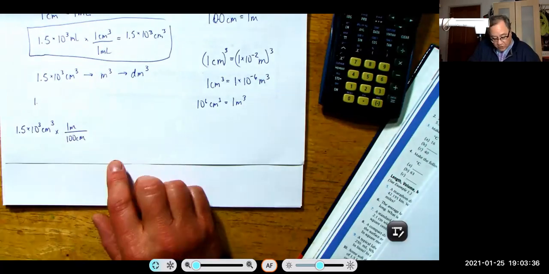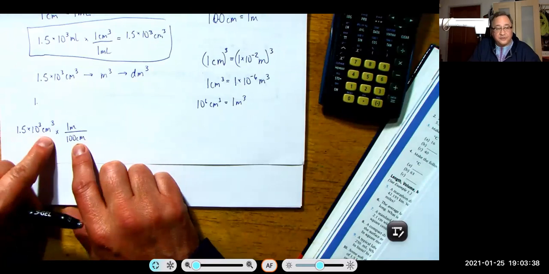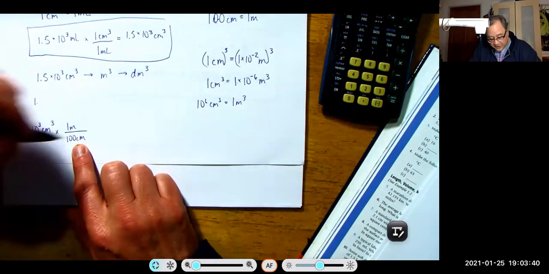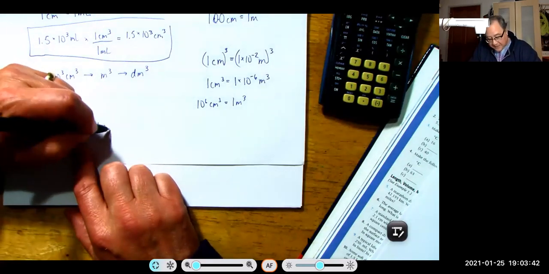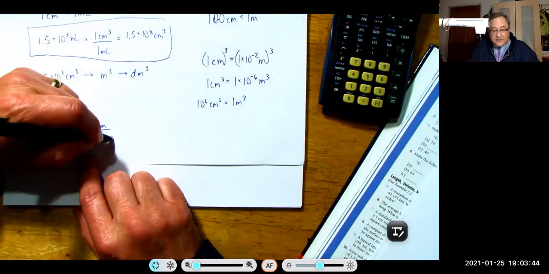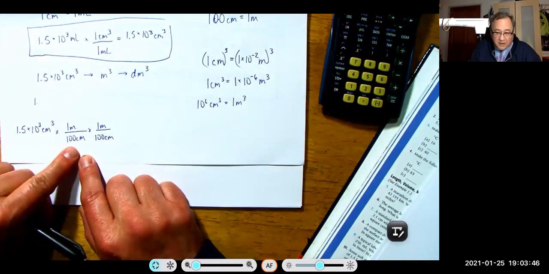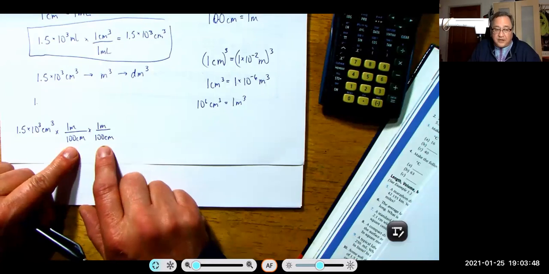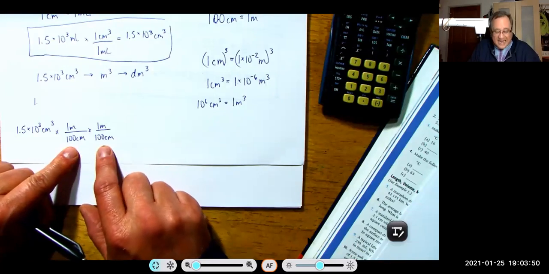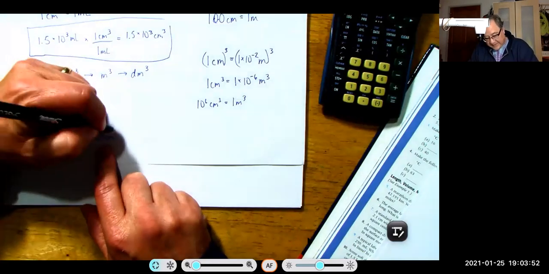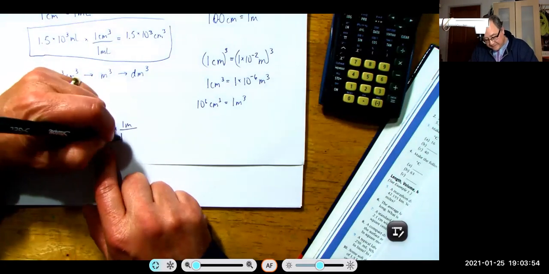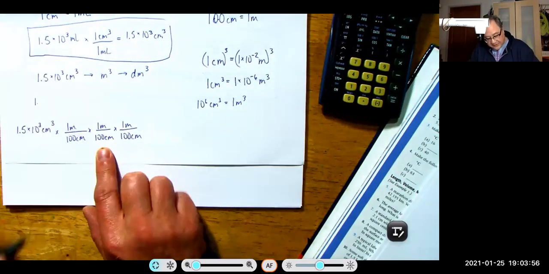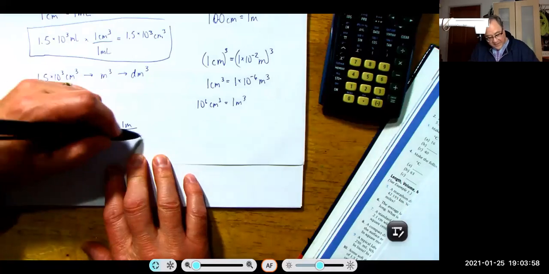Now, this only cancels with one of those. So what am I going to do? And the answer is multiply by the same thing again. Remember, every time we use a conversion, we're multiplying by 1. So all I'm doing here is multiplying by 1 again and again. So these 3 centimeters are going to cancel that guy.